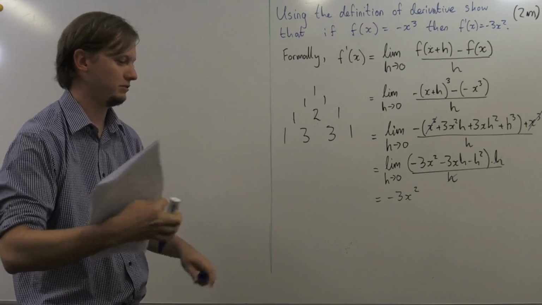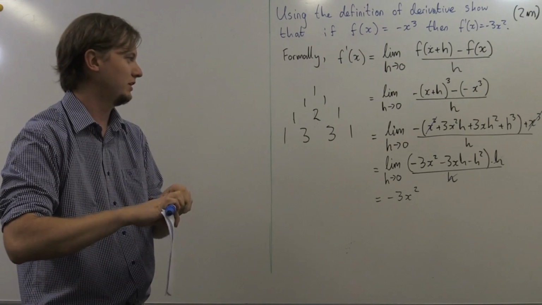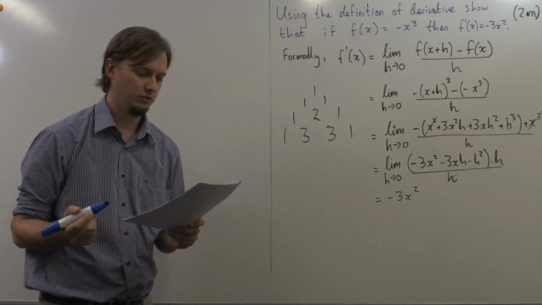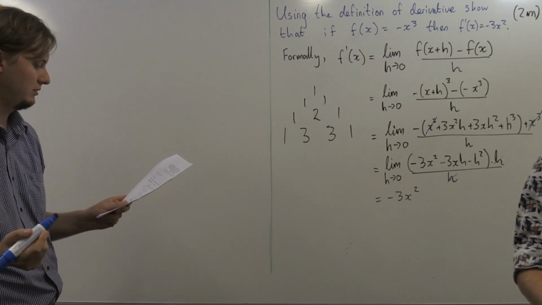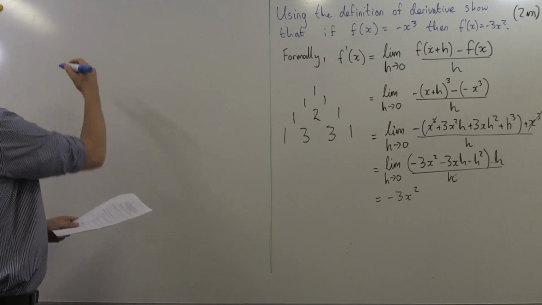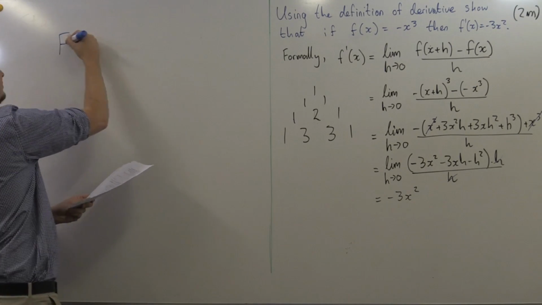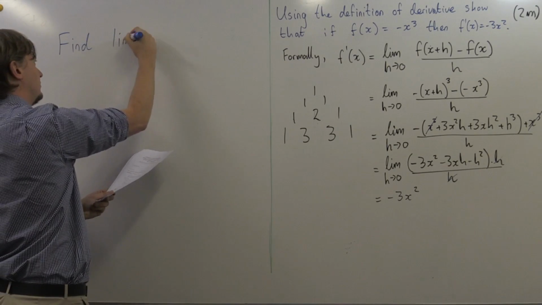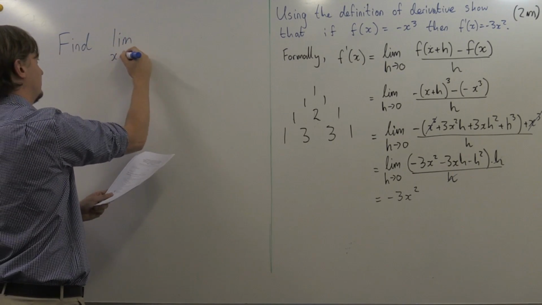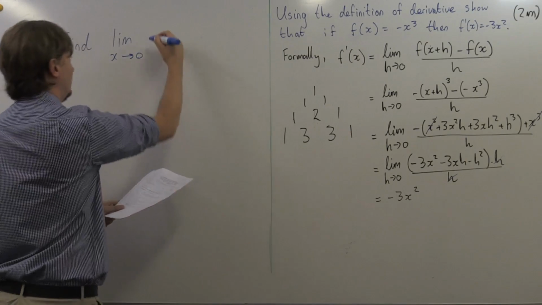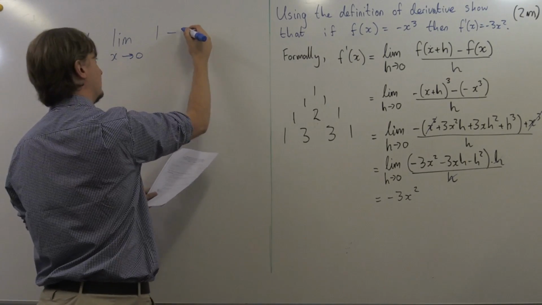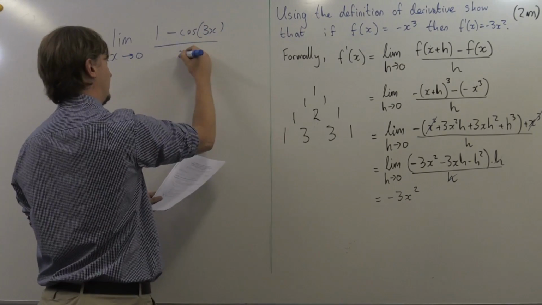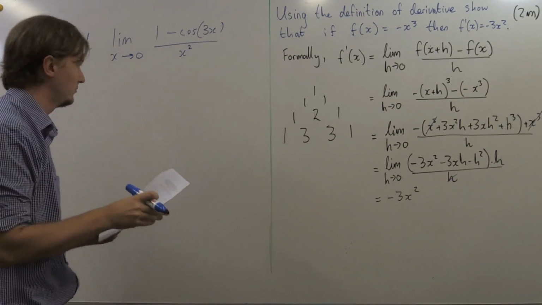That's a nice application of directly finding a limit to get a derivative. So for my next question, I want to find the limit as x approaches 0 of 1 minus the cosine of 3x over x squared.